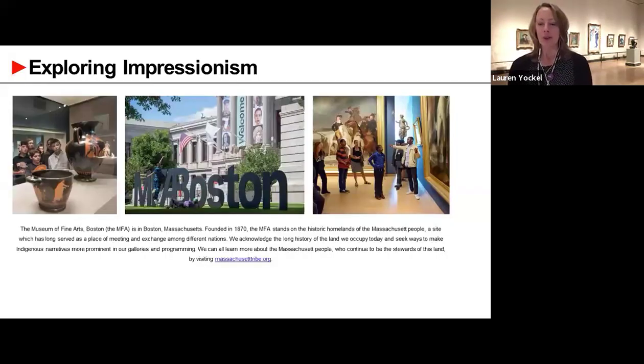I'm joining you today from inside the museum galleries, but I'm going to pull up just a few other images of the museum. I'm just going to tell you a little bit about the Museum of Fine Arts Boston, or the MFA, as we usually call it. The Museum of Fine Arts is located in Boston, Massachusetts. And the MFA's collections include artwork from ancient all the way up to modern times. We have art from all around the world, and we also have art by local Boston area artists.